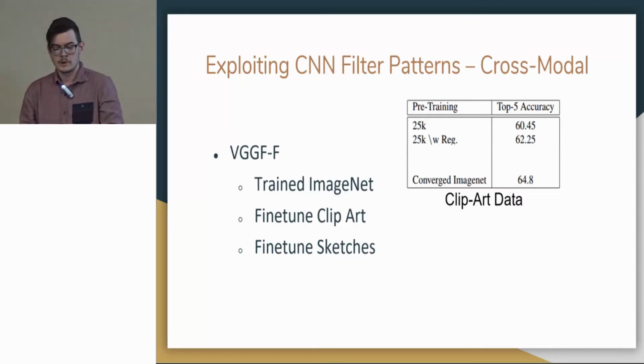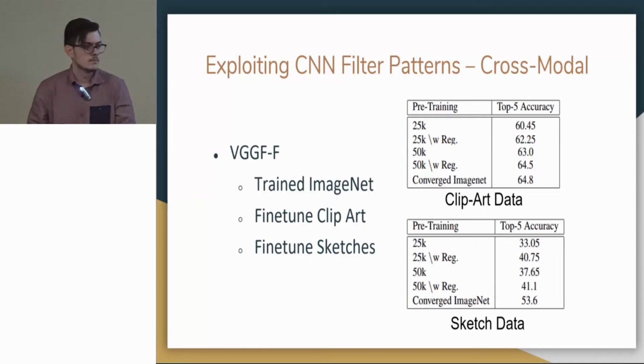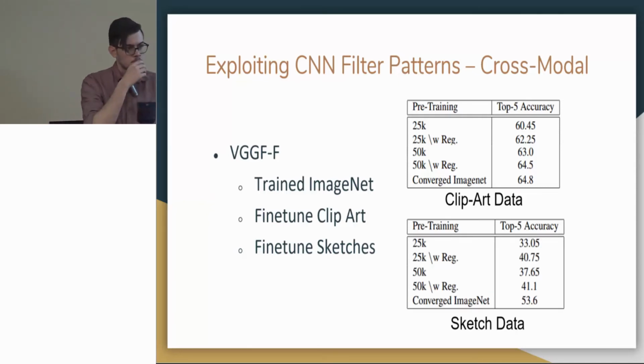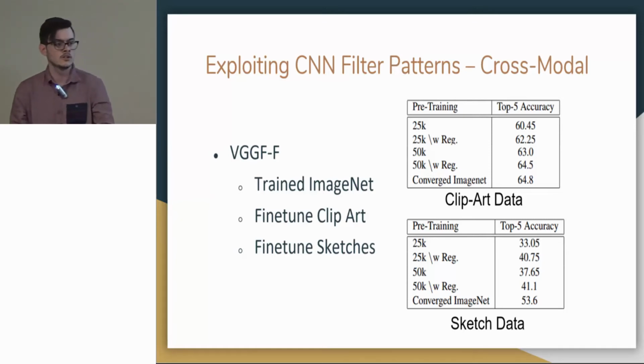And then 25,000 with regularization got a marginally better score. The same thing goes with 55,000 iterations without regularization, 50,000 iterations with regularization, again, marginally better score. So in this example, we can see that regularization consistently performs better with less training, giving us acceptable results compared to ImageNet. They don't say how long it took to train the converged ImageNet. They did the same thing again with the sketch data and got similar results comparable to the converged ImageNet.